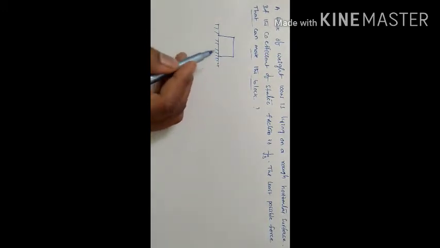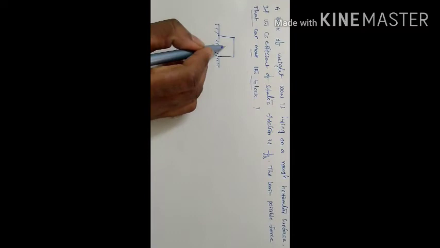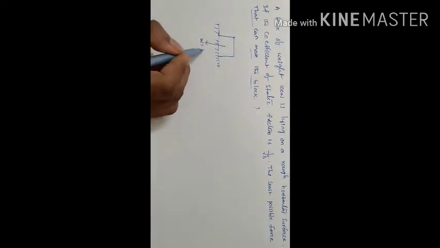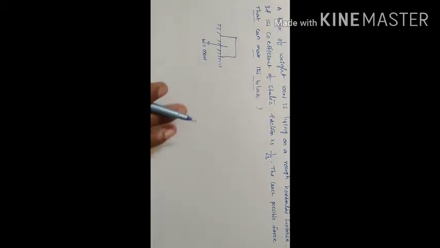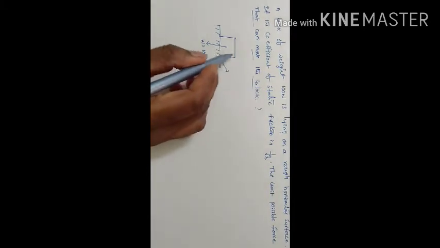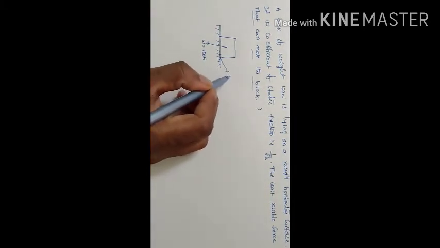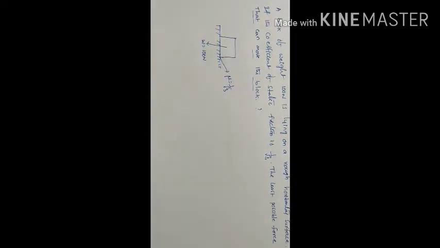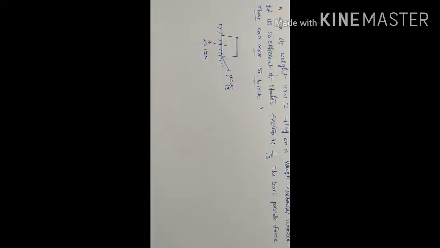In this condition they gave the weight of the body. The weight of the body is equal to 100 newtons, and they gave the coefficient of friction. Coefficient of friction means the friction between the block and the rough surface, that is mu equals 1 by root 3.